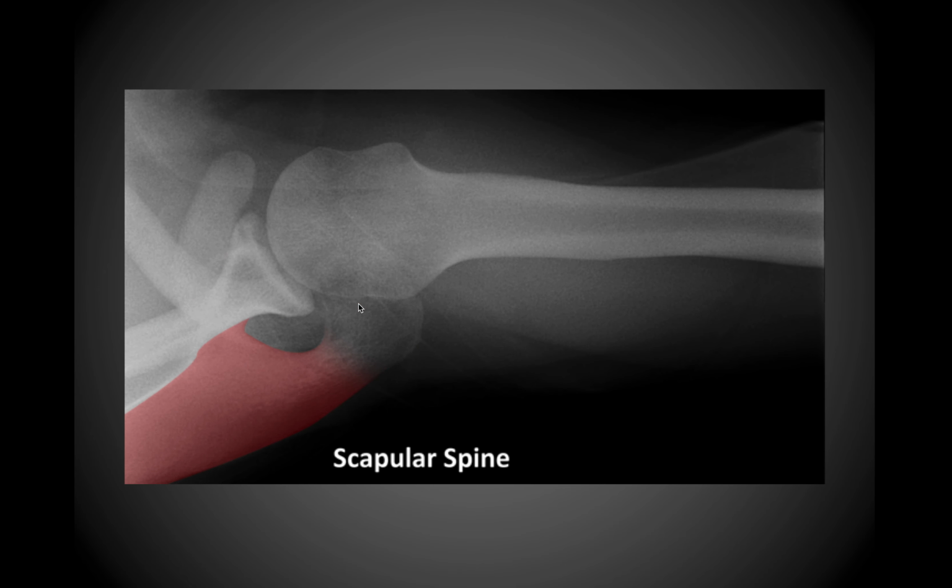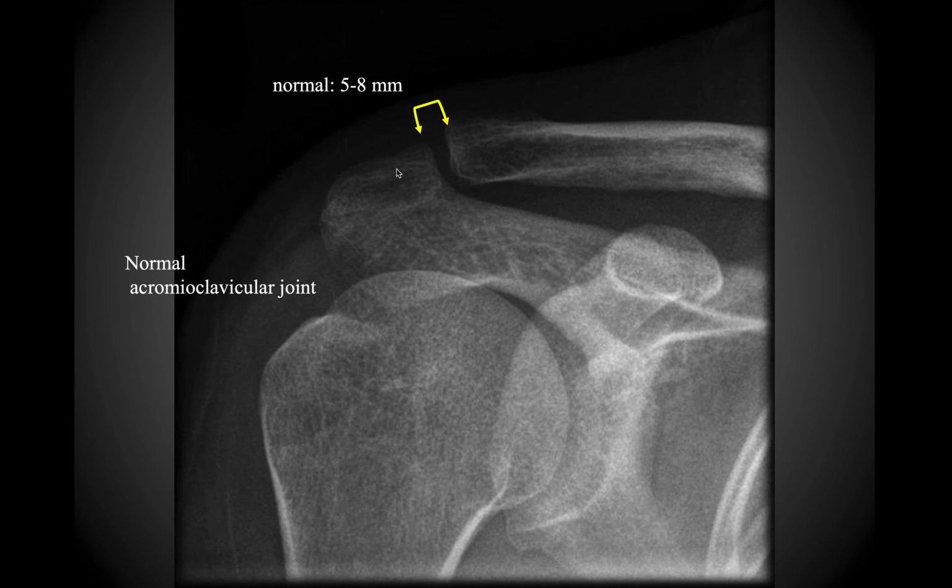And then here we have the scapular spine highlighted and the head of the humerus. Here in this view, you can also appreciate the lesser tubercle or lesser tuberosity, and then the greater tubercle or greater tuberosity.